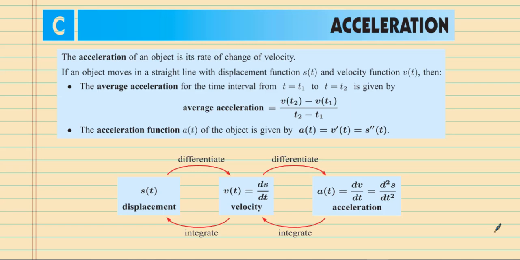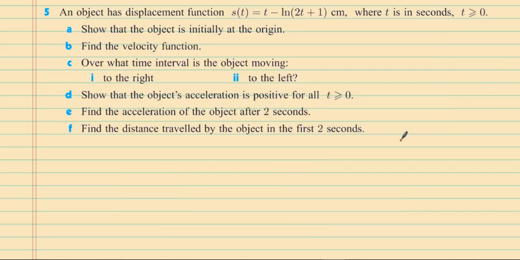Now part C is about the acceleration. The acceleration is the derivative of the velocity. So if you have the displacement and want to find the velocity, you have to differentiate, and if you differentiate the velocity, you will get the acceleration. If you want to go in the reverse direction, you have to use integration. If you integrate acceleration, you will get the velocity, and if you integrate the velocity, you will get the displacement. So let's apply the formula.